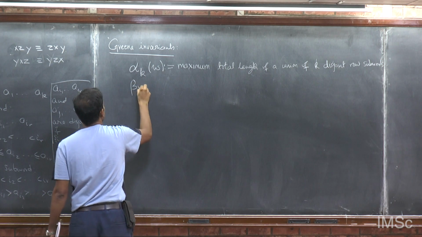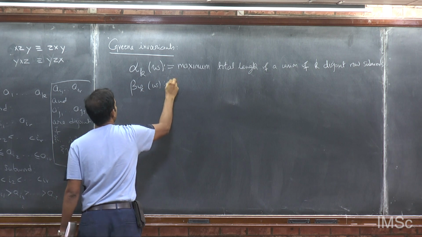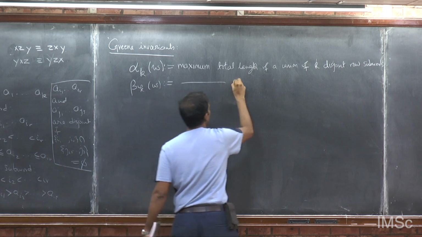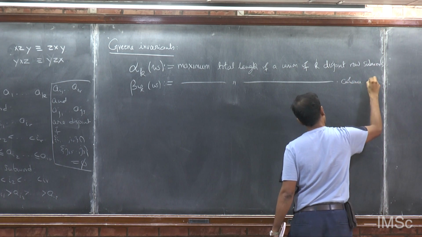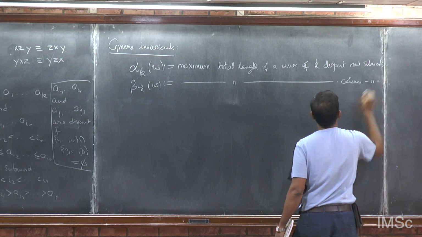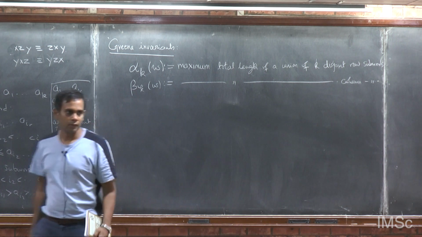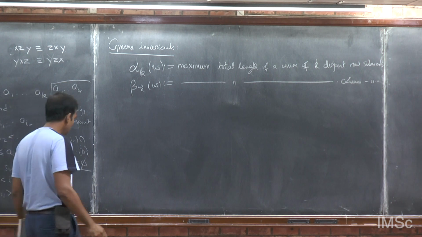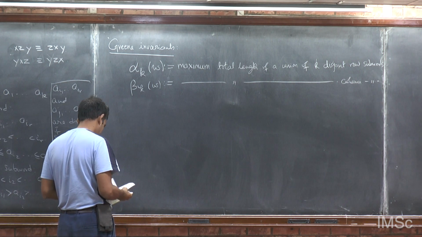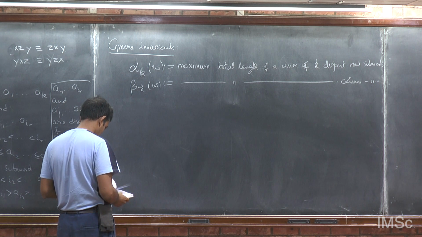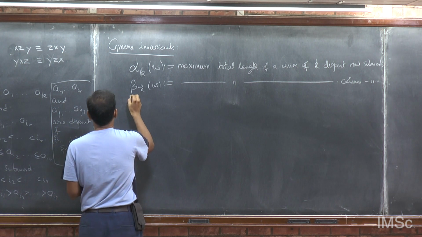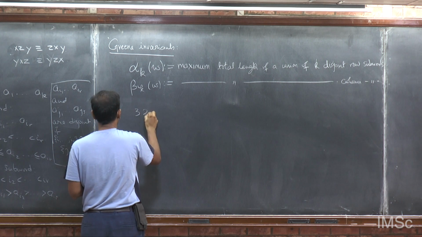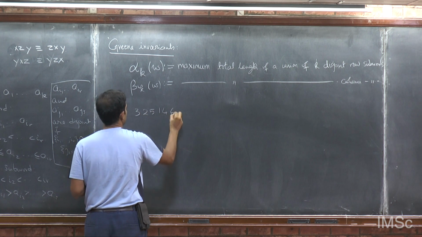And beta k of w is defined to be the maximum total length of a union of k disjoint column subwords. Okay, so let us look at an example. So let us look at this word, 325146.